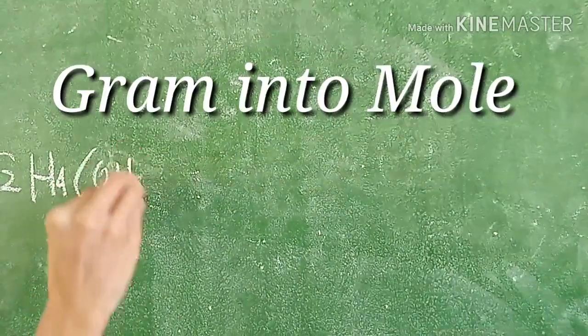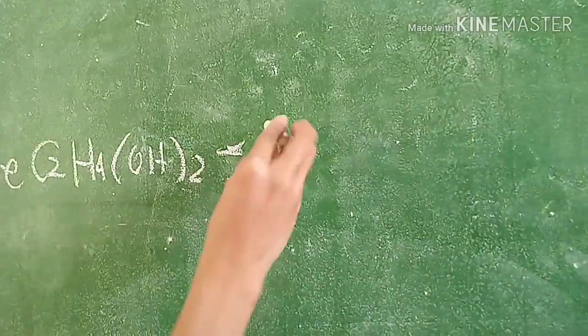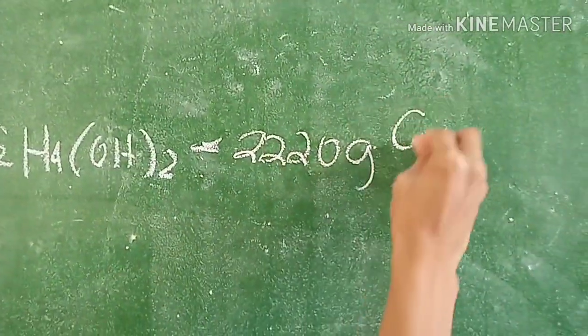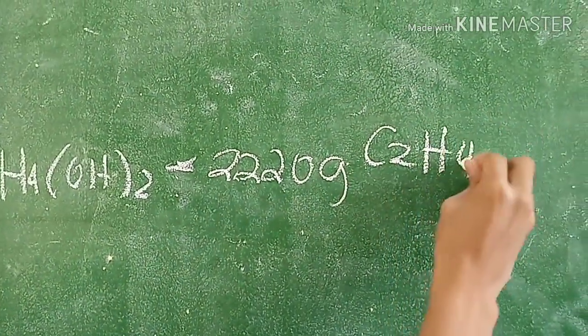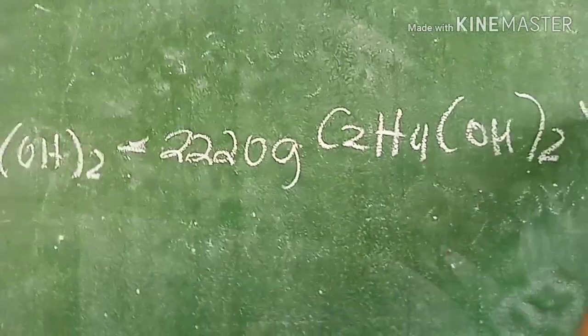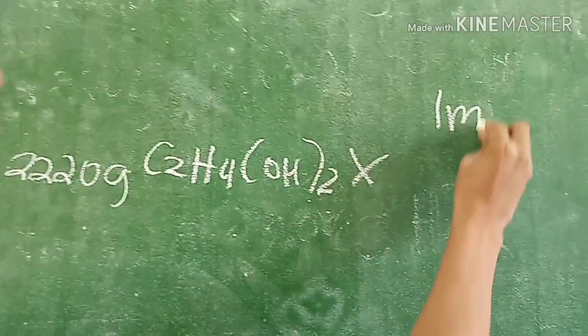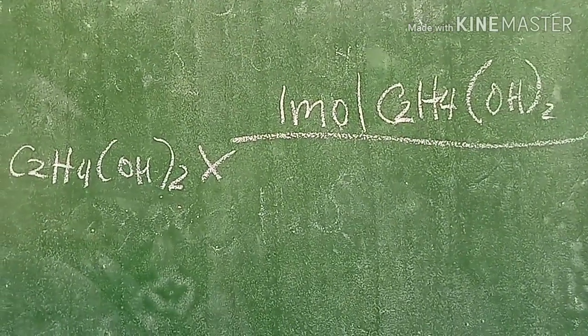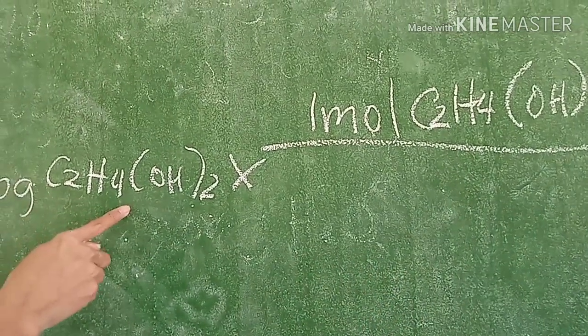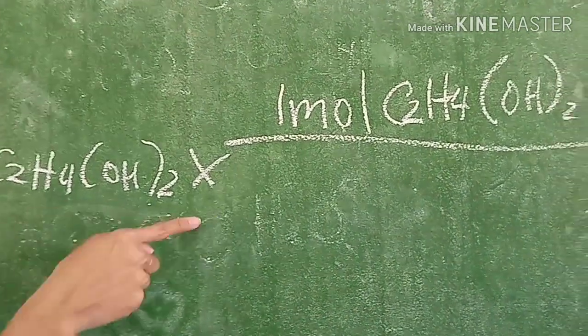Since we are done extracting the scientific notation, we are now going to convert the grams of solute into the moles of solute. 2,220 grams of ethylene glycol, C2H4(OH)2, times 1 mole of ethylene glycol over, but before that we need to find the molar mass or molar weight of the ethylene glycol.